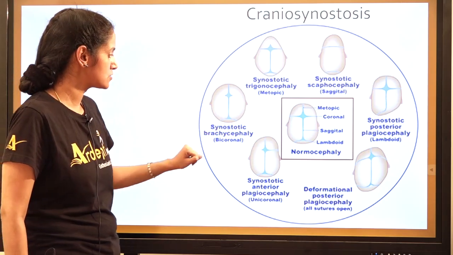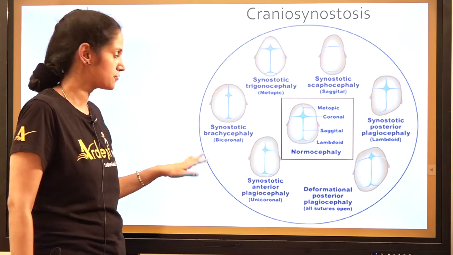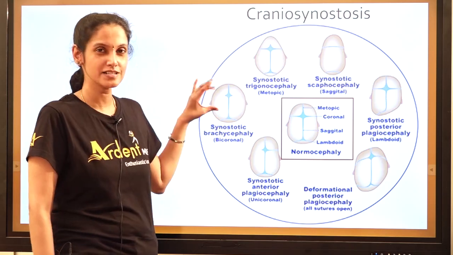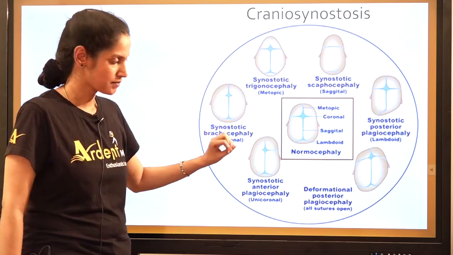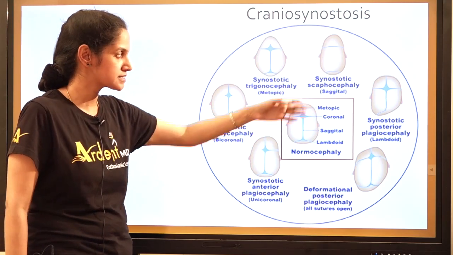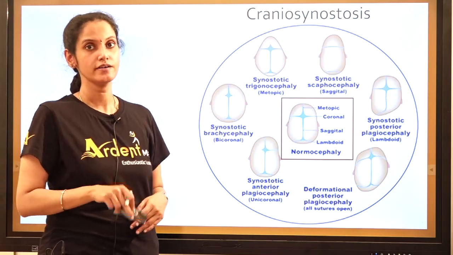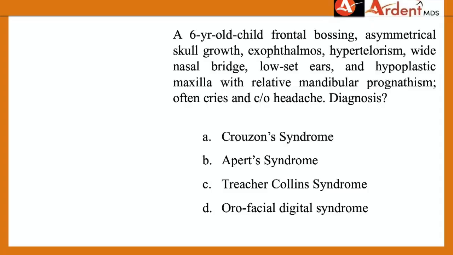And when the bicoronal sutures are prematurely fused, it results in brachycephaly. Brachycephaly is a very short head. So at least these things you should remember. Accordingly, the lambdoid suture could also get fused. You see, the shape of the skull is changing according to the suture involved in craniosynostosis. Now we need to understand this to answer this type of questions.